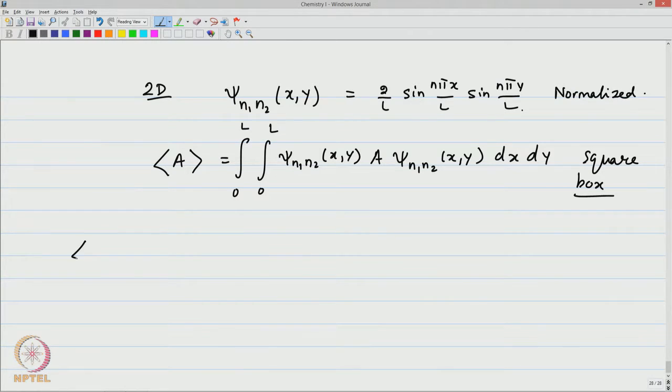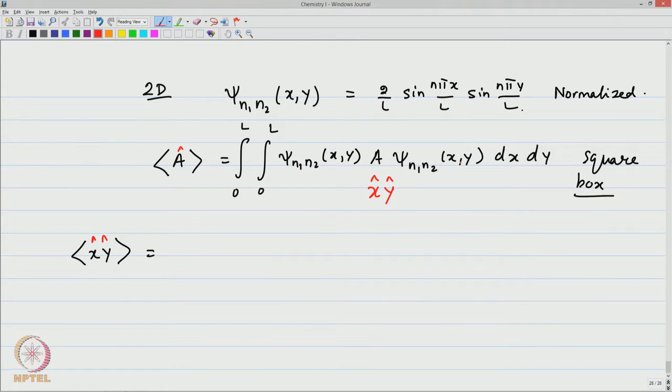So, if you want to calculate the average value of xy, if you put xy here, because they are all operators in quantum mechanics, you see that the integral is expressed in terms of functions, products of x and products of y. This is also a product of x and y, and so is this one.